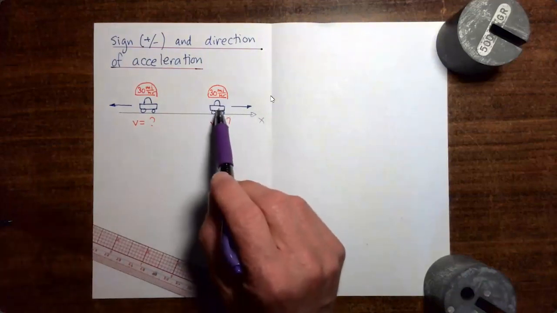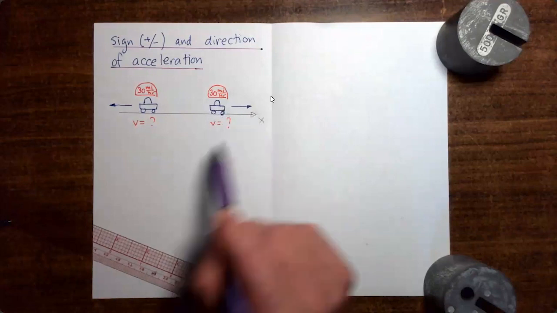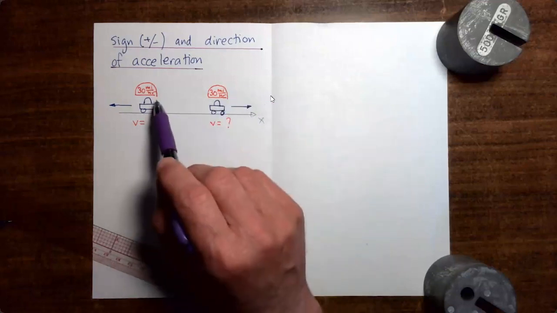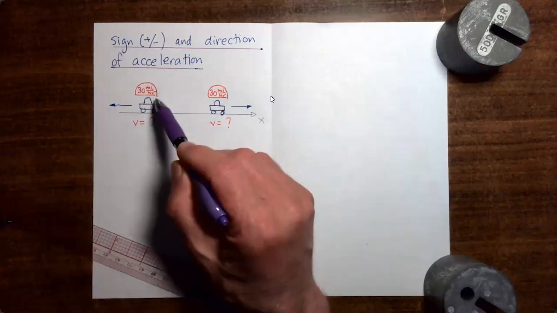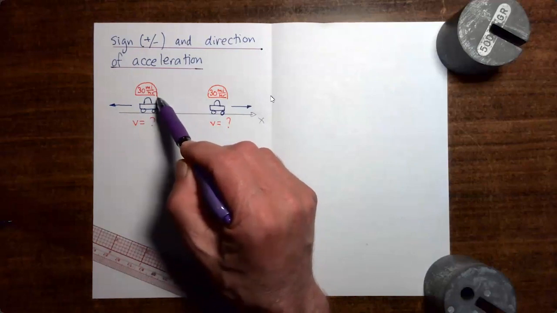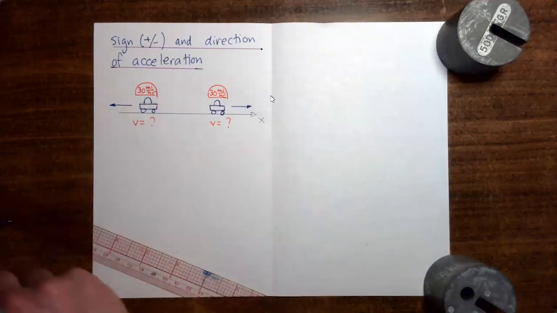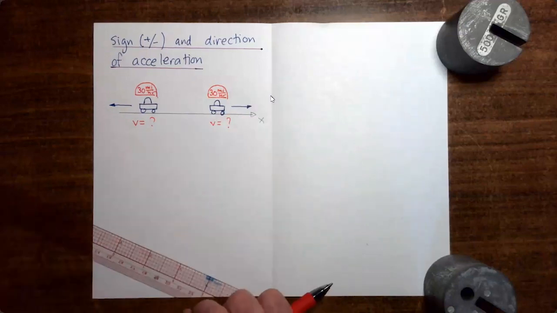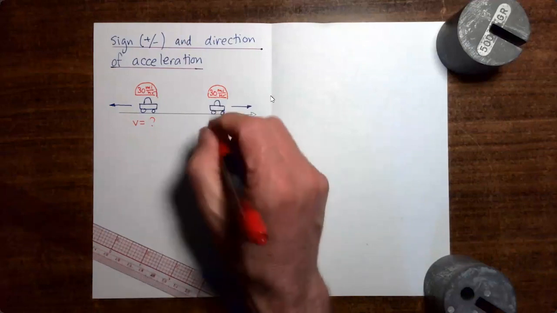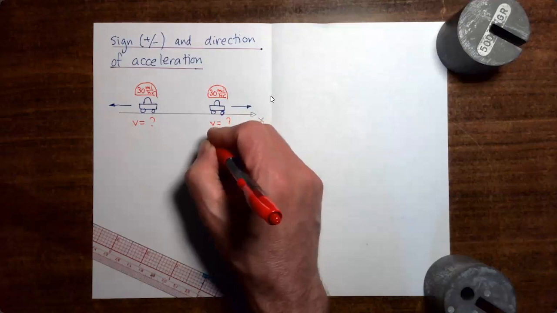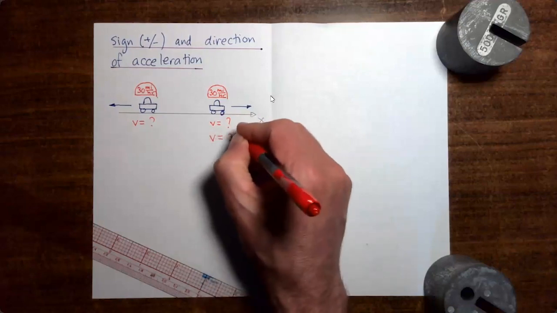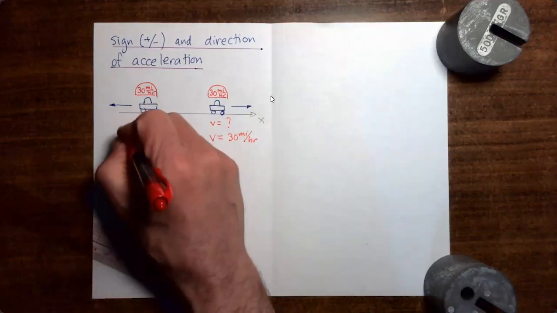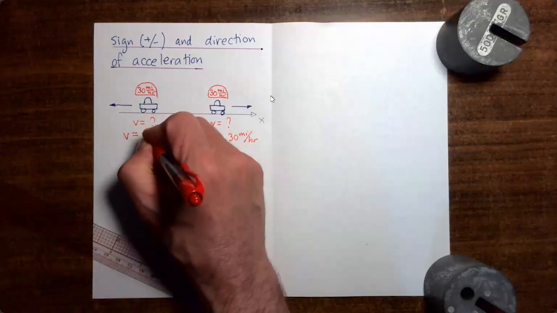So here I have a car moving to the right, and the speedometer of the car reads 30 miles per hour. Here I have a car moving to the left, and the speedometer of this car also reads 30 miles per hour. So see if you can just write down what is the velocity for each of these cars. Okay, so for the car moving to the right at 30 miles per hour, we would say the velocity is 30 miles per hour. For the car moving to the left at 30 miles per hour, we would say the velocity is minus 30 miles per hour.